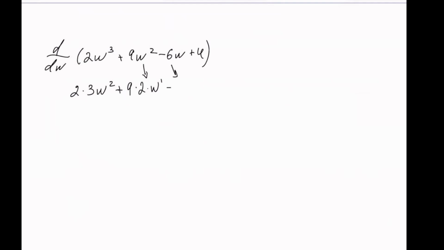Minus, now 6, we just bring it down, and w is in the first power, so we bring down 1 and reduce the power by 1, so we have w to the 0th power. And here, as we said, the derivative of a constant is 0, so it's plus 0. Now let's simplify it. We have 6w squared plus 18w minus 6 times 1, and that's going to be minus 6. This technique works for any polynomial. We simply apply the power rule to each term, multiply by the coefficient, and add the results.